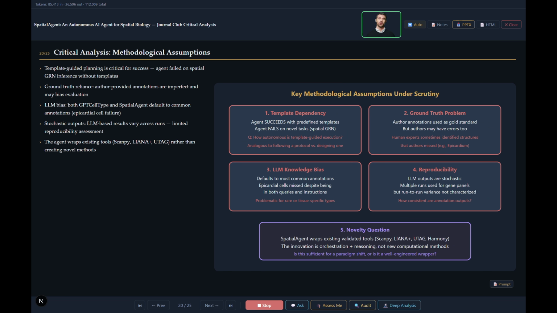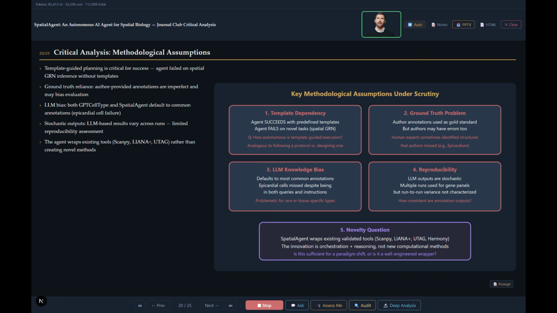Now, let's put on our critical hats. I want to highlight 5 key methodological concerns. First, template dependency. The authors acknowledge that the agent failed on spatial gene regulatory network inference when no template was available. This raises the question of how autonomous the system truly is. Following a template is more akin to executing a protocol than genuine scientific reasoning. Second, the ground truth problem. Author annotations are used as gold standard, but some human experts actually identified structures the authors missed, like the epicardium label.